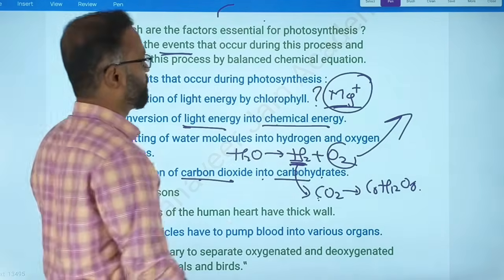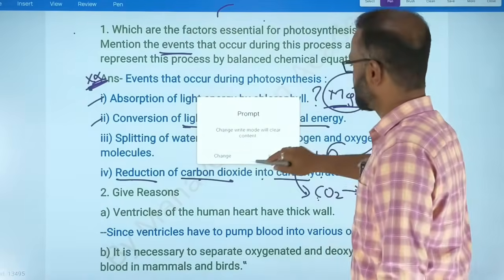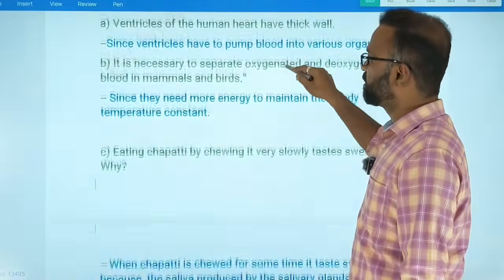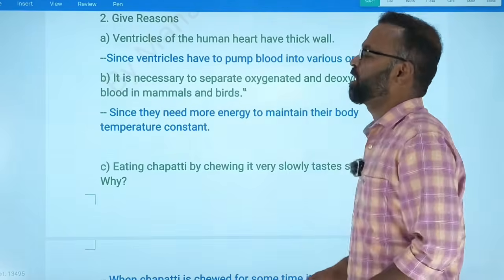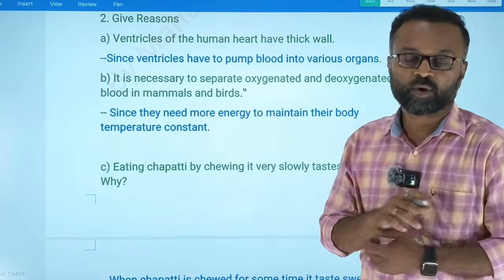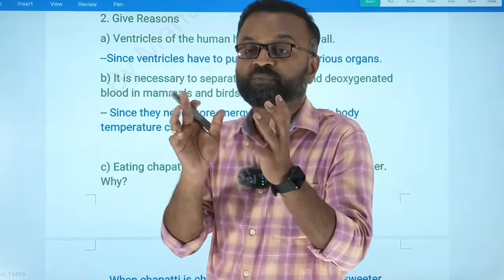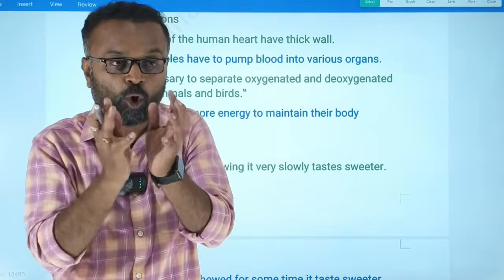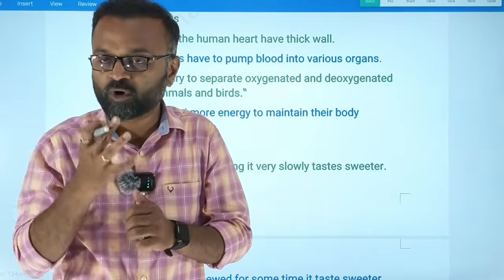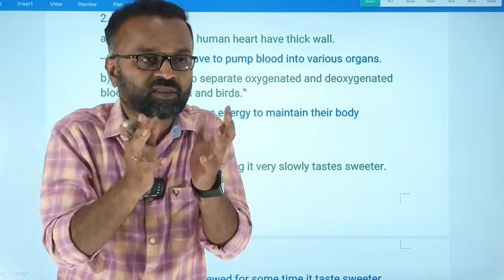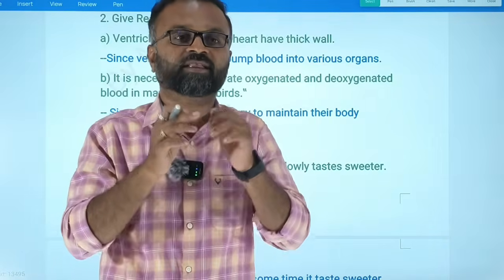Now next one, very simple again. Give reasons. Some of the give reasons are over here, and they are very simple. Ventricles of the human heart have thick walls. Why? Because a lot of pressure is involved. When the ventricles contract, the blood should go to all the parts of the body. High amount of pressure is involved. That's the reason walls of ventricles are thicker than the atria.